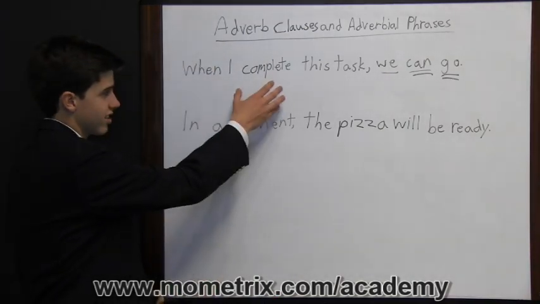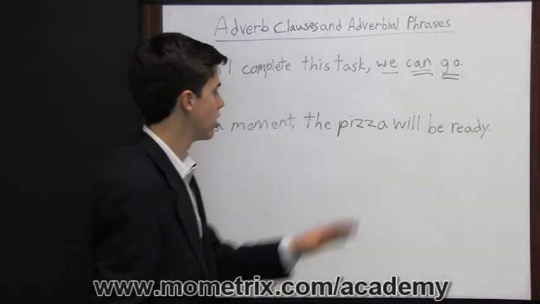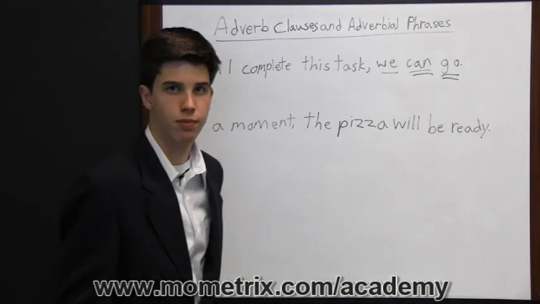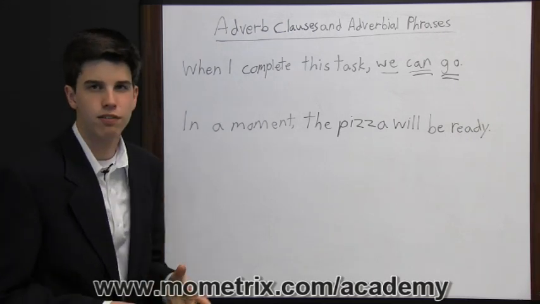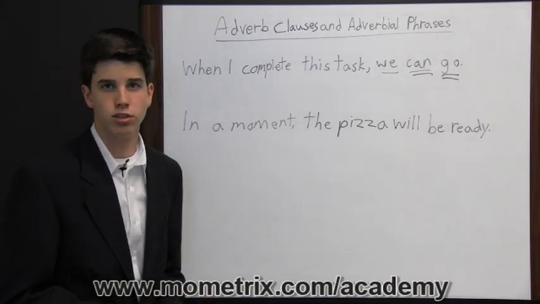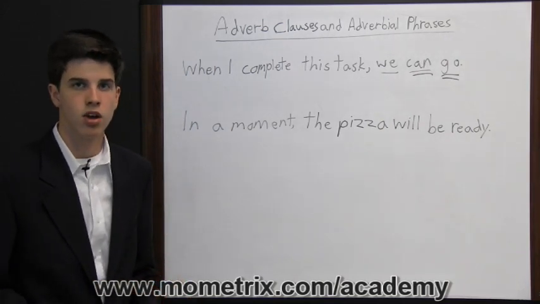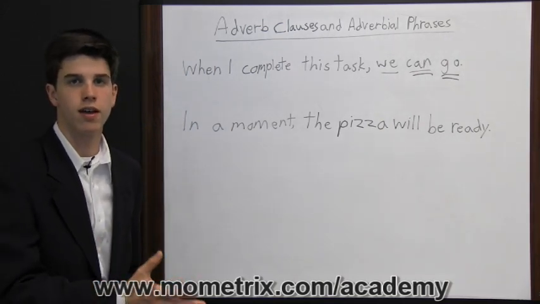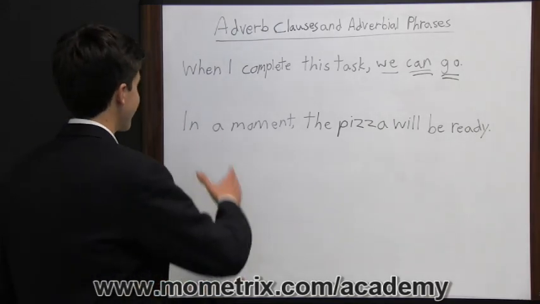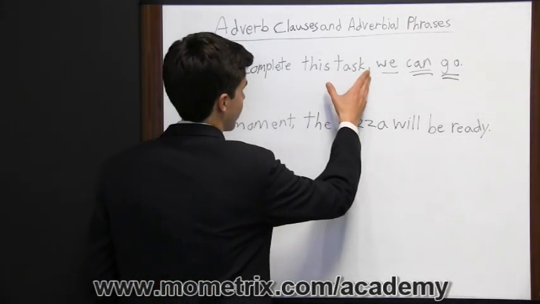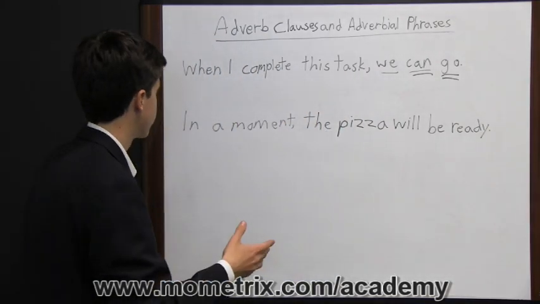So when I complete this task could actually be removed from the sentence and the sentence would still make sense. We can go makes perfect sense by itself. So when I complete this task then is an adverb because adverbs aren't necessarily important to a sentence. You can remove an adverb and the sentence will still make sense without it, because adverbs just merely modify or further describe another word in the sentence. So since we can remove when I complete this task from the rest of the sentence, then it is probably our adverb clause, and it is.